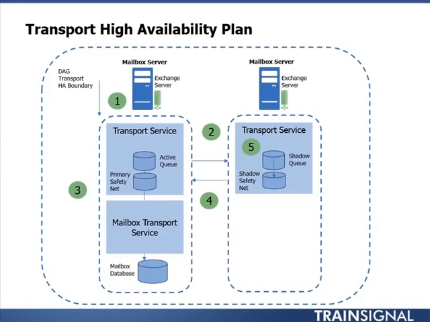Now, at the same time, there's a discard status message that's waiting for the secondary mailbox server, so that when you see in step 4, when it checks in, it receives that discard status of that message. And so the next part of the process is that the secondary mailbox will remove that shadow message from the shadow queue and actually will put it in the shadow safety net.